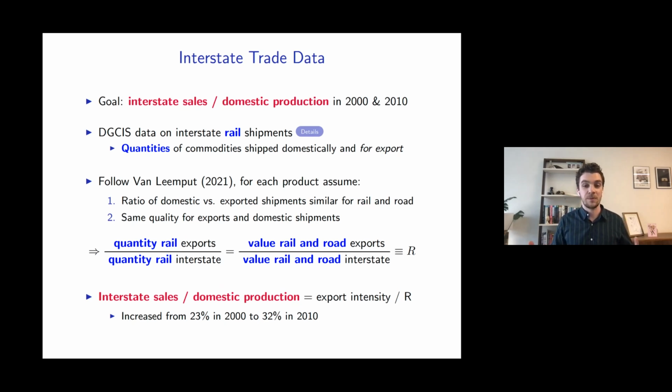So what we get then is a way of measuring the value of interstate trade exported via rail and road relative to the total value of interstate trade. We're going to call this ratio R. Then, to get to the final step, we take the export intensity of that same good, which is simply aggregate exports relative to domestic production, and we divide that by R. We're actually just going to recover the interstate sales share, so interstate sales relative to the value of domestic production.